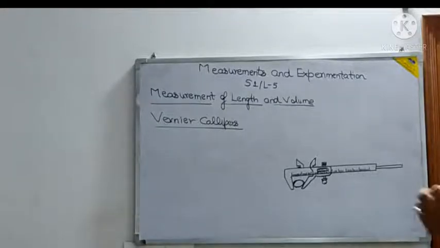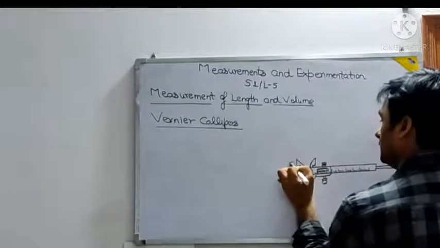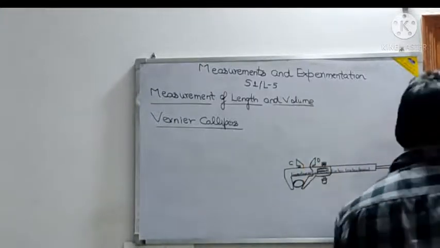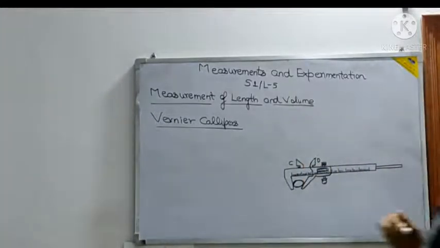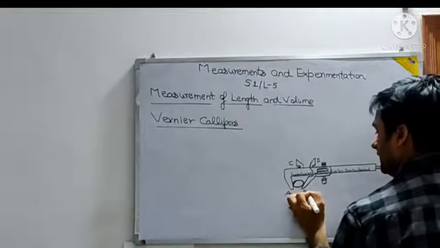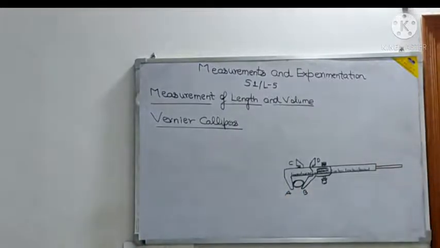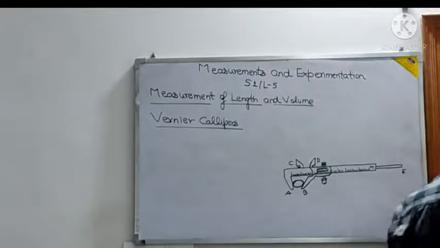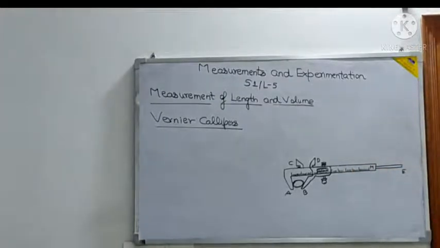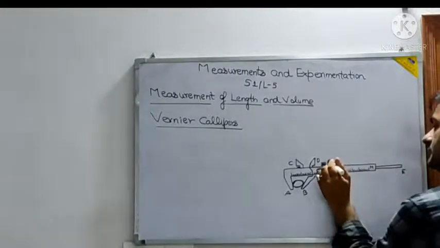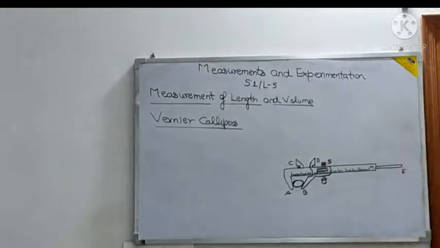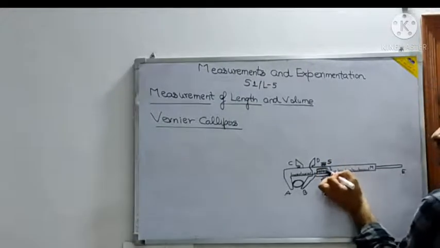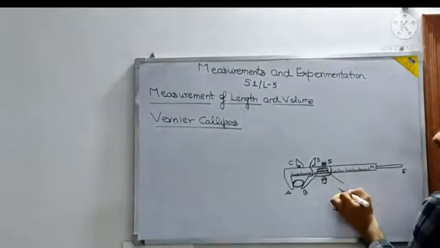Now see here, let's name the parts. This is C, this is D, this is A, and this is B. Then this is called M, this is E. And what else, children? Now this is S. Now this scale, the one in the circular part, is called a vernier scale.